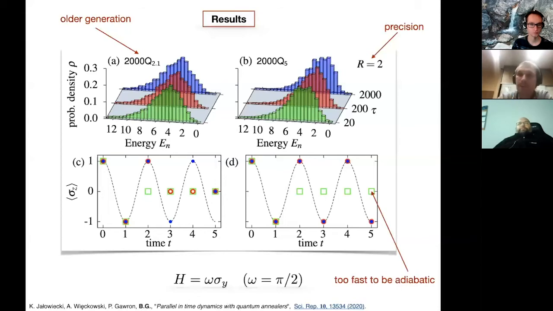So it seems like you're looking at the evolution of a single qubit subject to this Hamiltonian, right? That's right. And initially the qubit is in the state zero. Or one, for example. It doesn't really matter. So this is just a single qubit, and then how do you, okay, you do something with this many-qubit device, annealing. Yes.